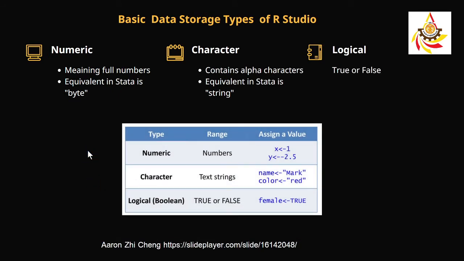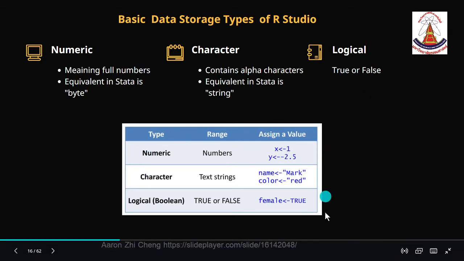In R script, there are basic data storage types, maybe three types. One is quantity data, numeric, maybe integer or float, double. This means full numbers equivalent to data like a byte. Also they have text. If you have text, maybe a string, they call it character. Also, if you need the result as true or false when you compare some data, they use the logical type, like in the table that you see.